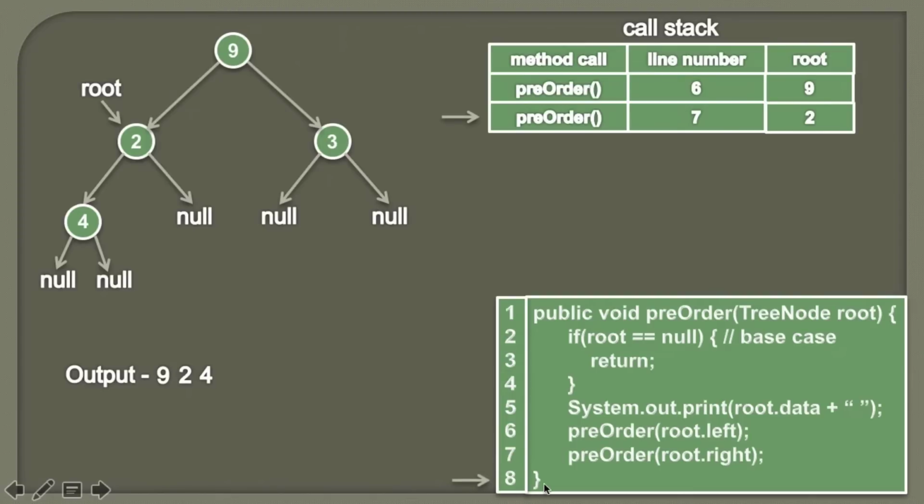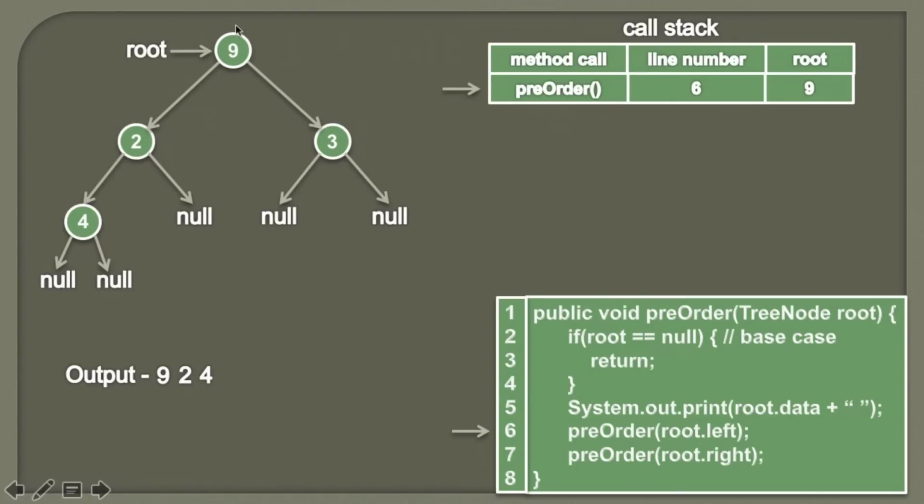Once we reach line number 8, this method will be removed from the stack, and the execution point will reach the method previous to it. We also know that we had left this method from line number 6. Therefore we'll start executing from line number 6. At that moment root was 9. So now root will reach 9.